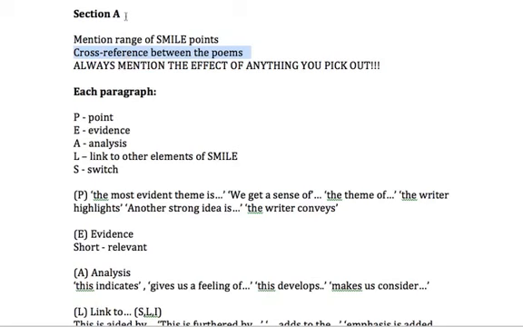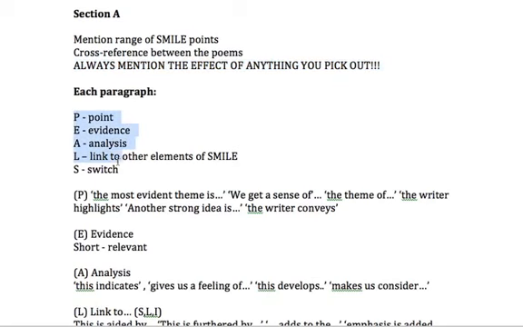Okay, always mention the effect of anything that you pick out. So if you pick out any of these points of SMILE, say what it does. Does it make the reader feel something? Does it help the writer explain something better? Does it give us emphasis on something in particular? Always pick that out.